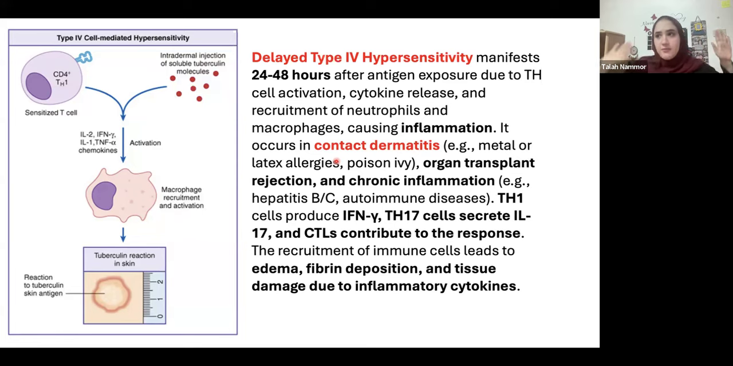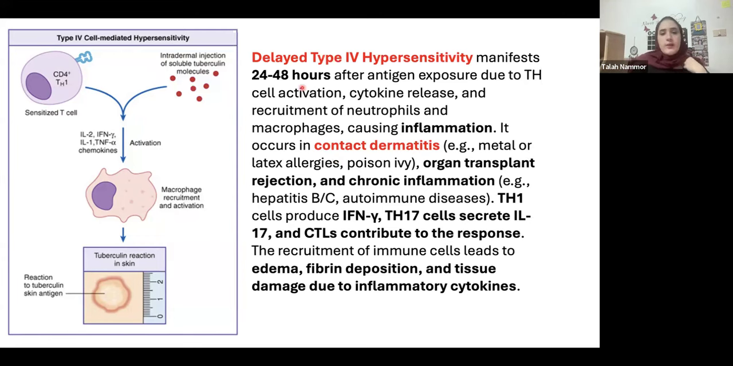Type 1 is immediate, type 4 is delayed, and in between it just has to do with antibodies. You surely know the difference between 2 and 3. Type 2 is antibody attacking cells. Type 3 is the antibody-antigen complex being deposited in places, causing inflammation.